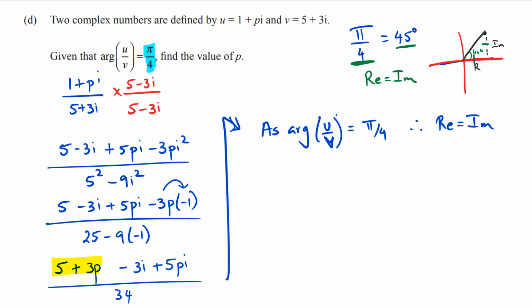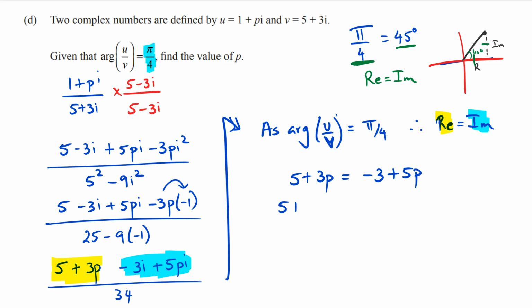So in other words, this is our real part here, and this is going to be our imaginary part, and so they're going to equal each other, because when we draw this, we don't need to worry about the denominator, we just need to worry about the numerator, right? So here we can say that 5 plus 3p equals negative 3 plus 5p. We don't need to worry about the i's because we're just looking at the coefficient of i's. So at this point we can rearrange it.